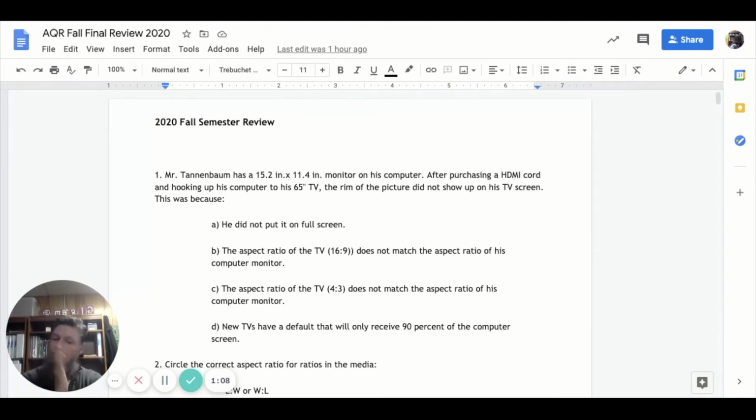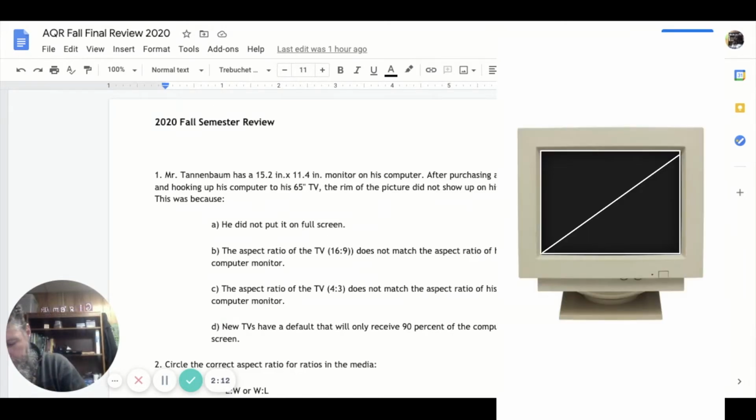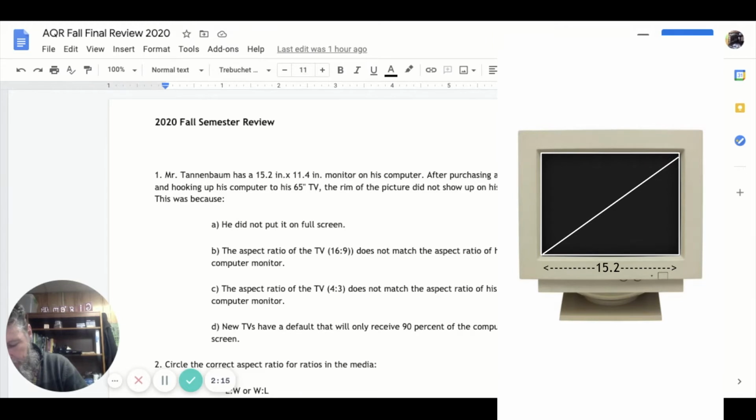Okay, so this is a new TV. If you want to check the old TV, you use your calculator, you can check it by looking at the 15.2 inch by 11.4. Remember, on the TV aspect ratio, the width is always longer than the height, and the width comes first. So 15.2 is the width, and 11.4 is the height.